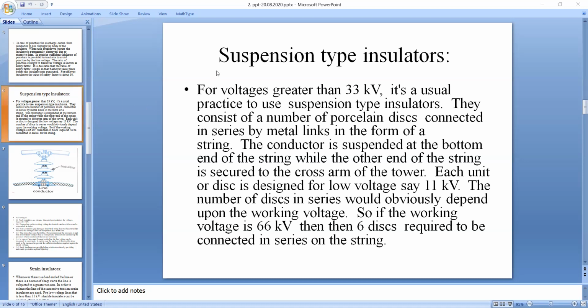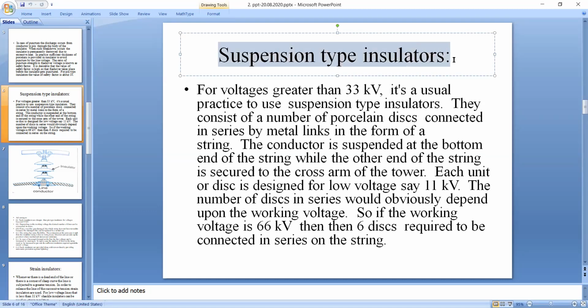So this slide is visible, suspension type insulator. Previously we started with insulators, and the first type of insulator that we covered was pin type insulator. Then the second type of insulator is this suspension type insulator.